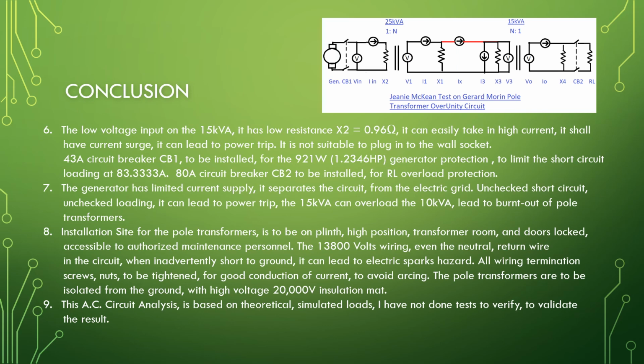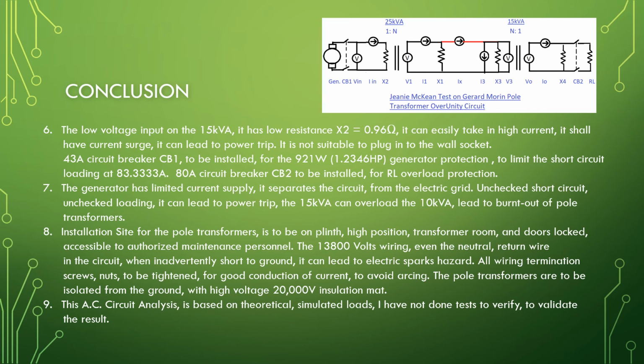Conclusion: the low voltage input on the 15 kVA has low resistance, X2 equal to 0.96 ohm. It can easily take in high current. It shall have current surge. It can lead to power trip. It is not suitable to plug in to the wall socket.